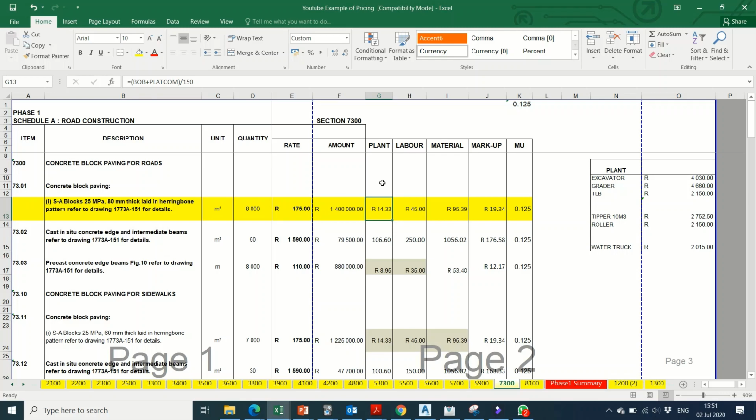Please don't put in wheelbarrows and spades and stuff like that. Those things you can allow for in your P's and G's, because you only buy them once. You can't allow for them for every item in a BOQ.